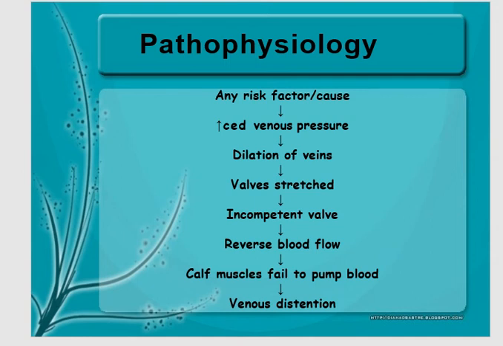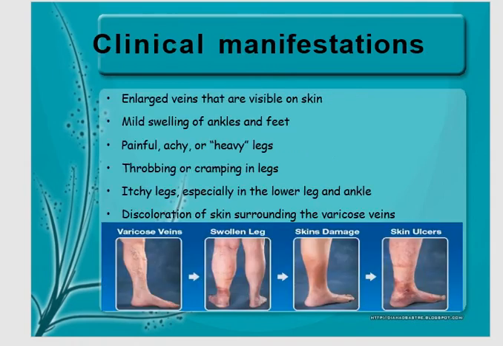The clinical manifestations are mild swelling of the ankles and feet, painful, achy or heavy legs, throbbing or cramping in the legs, itchy legs, especially in the lower leg and ankle, and discoloration of the skin surrounding the varicose veins. And this is the picture showing all of these.